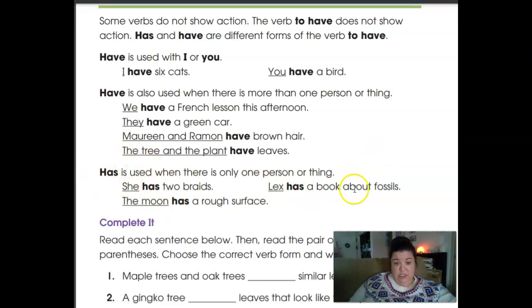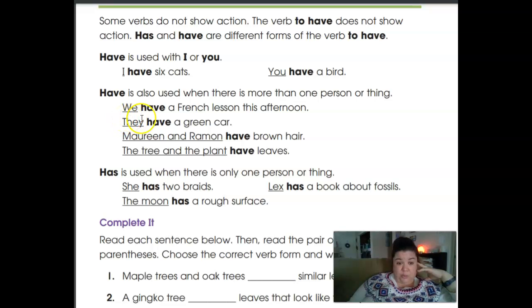Has is used when there's only one person or thing. That's not I or you. She has 2 braids. The moon has a rough surface. Lex has a book about fossils. You wouldn't say she have 2 birds. That just sounds weird, doesn't it? The moon have a rough surface.